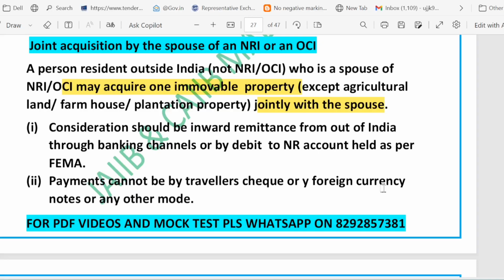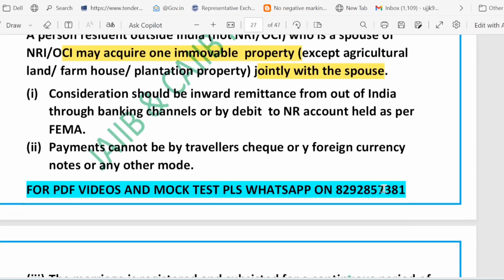Now, how must payment be made? This is a very important rule. Payment for purchase must be made either by inward remittance from abroad through normal banking channel, or by debit to the buyer's non-resident account held as per the FEMA. So payment can be made in two ways, either by inward remittance or by debit to the buyer's non-resident account in India.